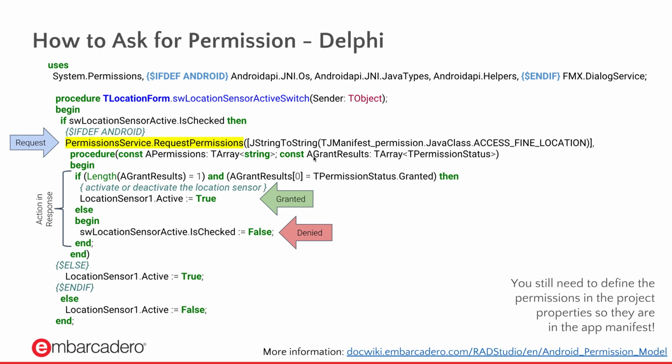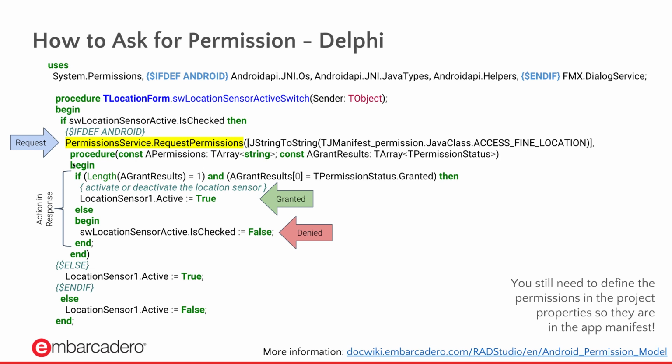In here, we're going to have an array of permissions and results. So probably here you should check to see, I guess we know that we only asked for one permission. But if you ask for more than one permission, then you could go through and check for each one individually to see which permission was allowed and which permission was denied. In this case, because we only asked for one, we check it, and if it's allowed, then we turn on the location sensor. If it was denied, then we uncheck the checkbox, turn the switch off.